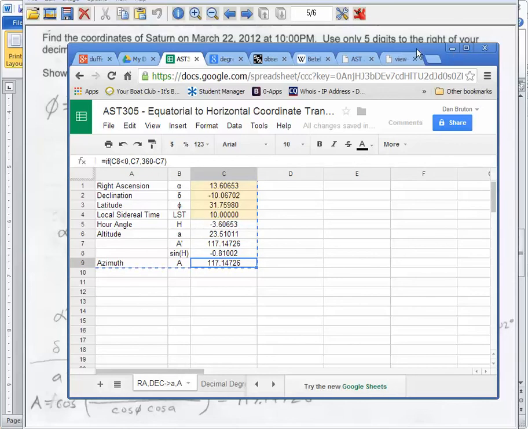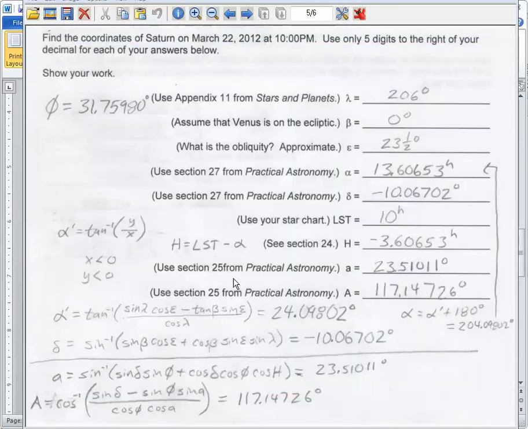The rules for quadrant adjustment are all in the textbook, so you'll have your textbook with you, and you can just look in the section to figure out if this needs any adjustment. And this time it didn't. So 117 degrees for the azimuth. That's measured from north, so it should be just south of east.